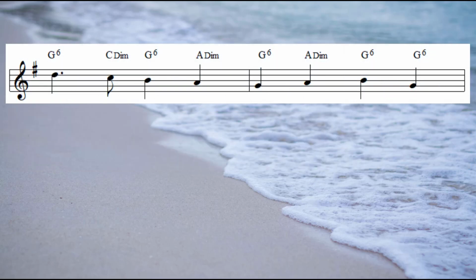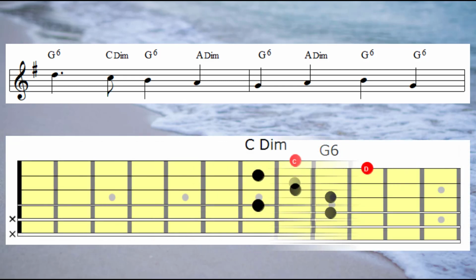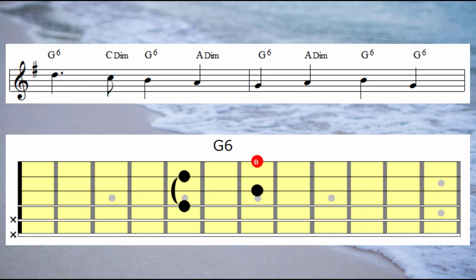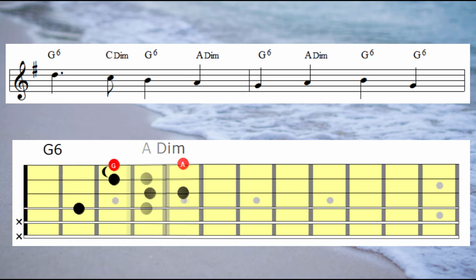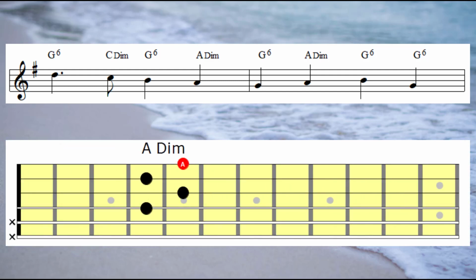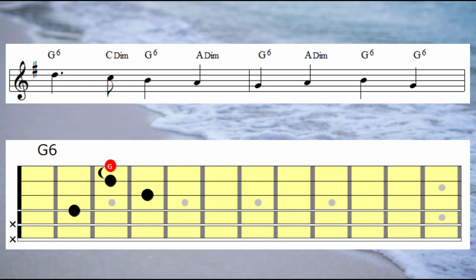here. So the first note, D, we'll use a G sixth. For the C, we'll use C diminished. The next note, B, we'll use G sixth. And the next note is A, so we'll use an A diminished there. On to the next bar, the first note's G, so we'll use G6 there. The next note, A, we'll use A diminished. On to the note B, so we'll use G6. And the last note, G, we'll use G6 again.